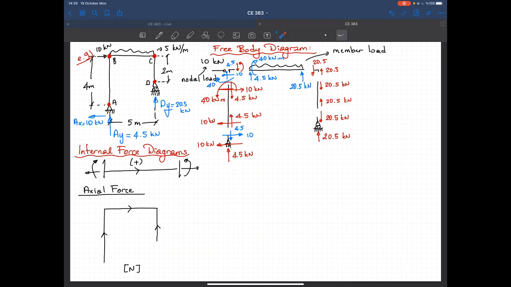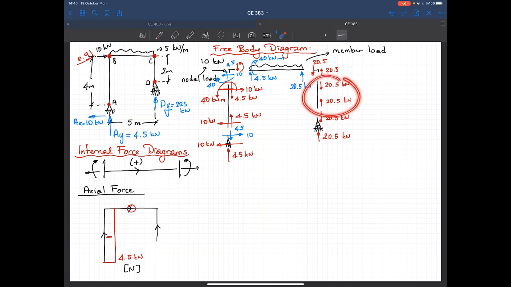Now, while drawing the internal force diagram, we go member by member. Okay. So I'll start from the first member. It's under compression and the compressive force is 4.5 kilonewtons. So let's draw it. Let me use a different color. This is minus. It means that this is compression. That's 4.5 kilonewtons. The second member is this one. I don't have any axial force, so 0 here.